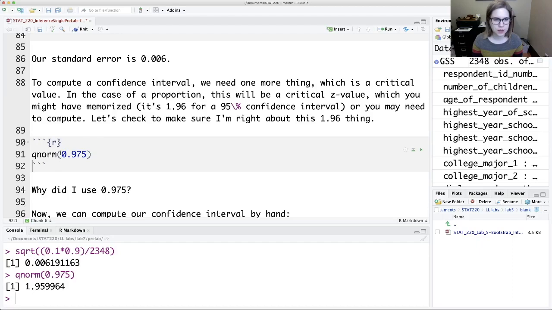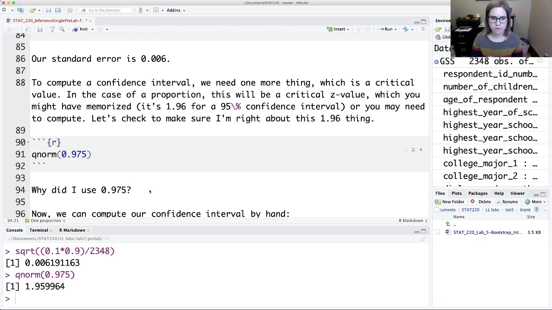And the question is, why did I put 0.975 inside my parentheses? I was looking for a 95% confidence interval. Why didn't I put 0.95 there? And it has to do with the fact that R always computes the amount of the distribution that is to the left of the value.